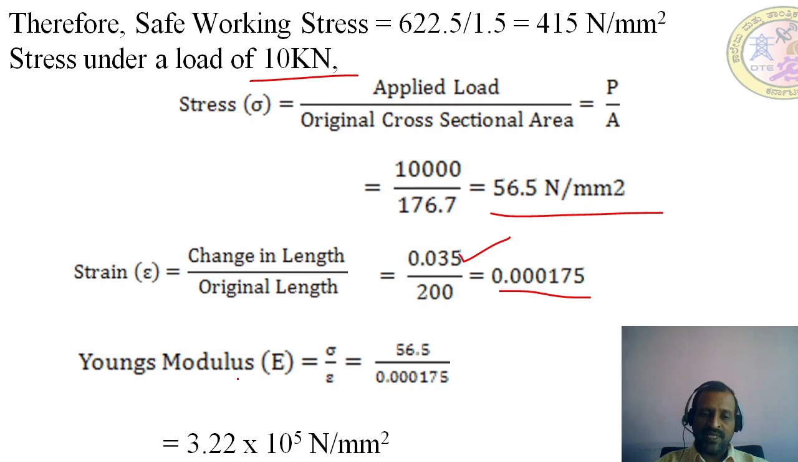Then find out the Young's modulus. As per Hooke's law, Young's modulus is sigma by epsilon. Sigma is 56.6 divided by 0.000175. That will give you 3.22 into 10 to the power of 5 newton per mm square. This is the Young's modulus. Right?